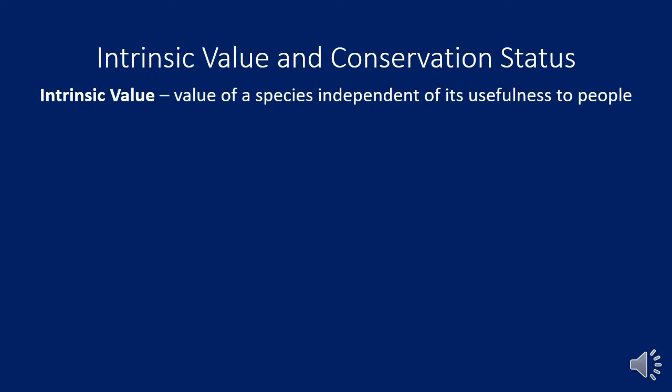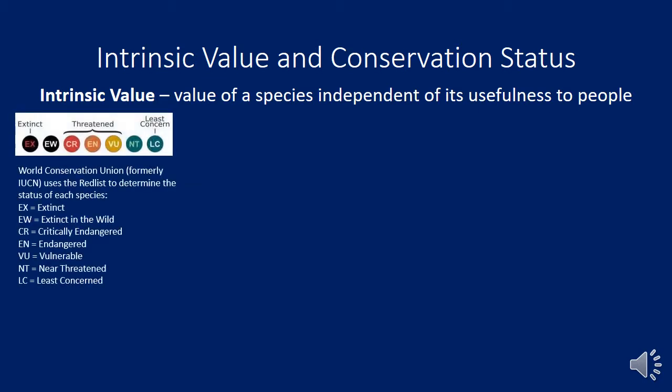So for something to have intrinsic value, it means that the species has a right to exist on its own, independent of its usefulness to people. It's just some dumb beetle, it needs to exist. Most conservation biologists believe that species have a right to exist, that they have intrinsic value, and this is what drives a lot of us to care.